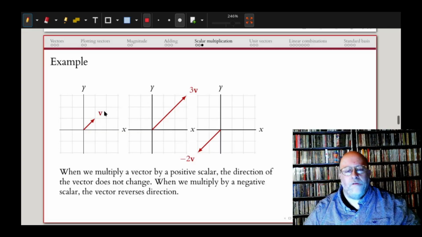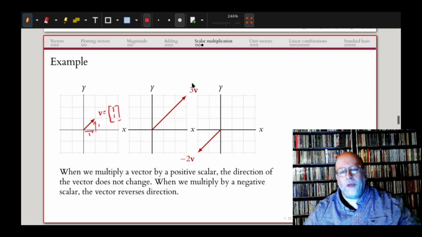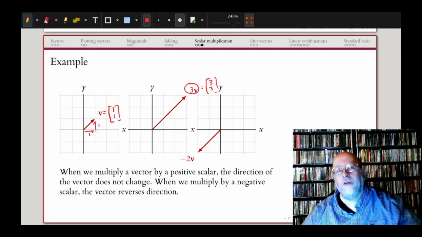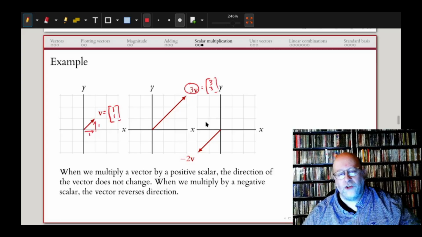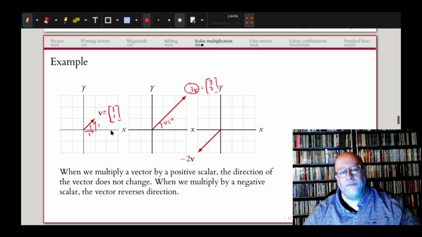Visually, multiplying a vector by a constant changes the size of the vector. This is the vector 1, 1, just 1 unit over and 1 unit up. When we multiply it by 3, 3v is the vector 3, 3. It's now 3 units over and 3 units up, so it's 3 times as long as it used to be. But it's still pointing at a 45-degree angle to the origin. The angle didn't change, only the size of the vector.